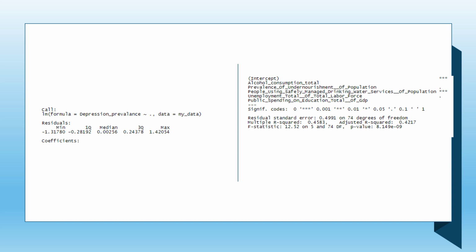And so what I did was I fitted a new linear model for depression prevalence using the five other variables here. And I did get a better R squared. Here I'm having an adjusted R squared of 0.4217 and an F statistic of 12.52 on 74 degrees of freedom and a p-value that's very significant, you know, nine zeros before that 8. So very, very small, much smaller than the threshold of 0.05.